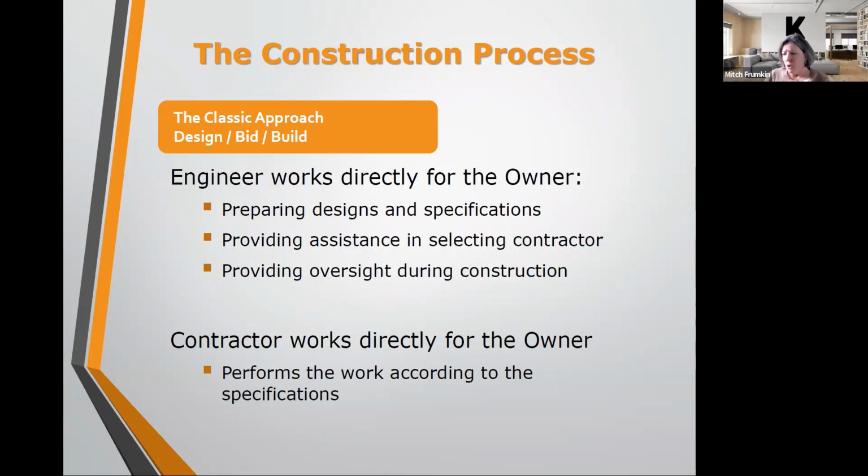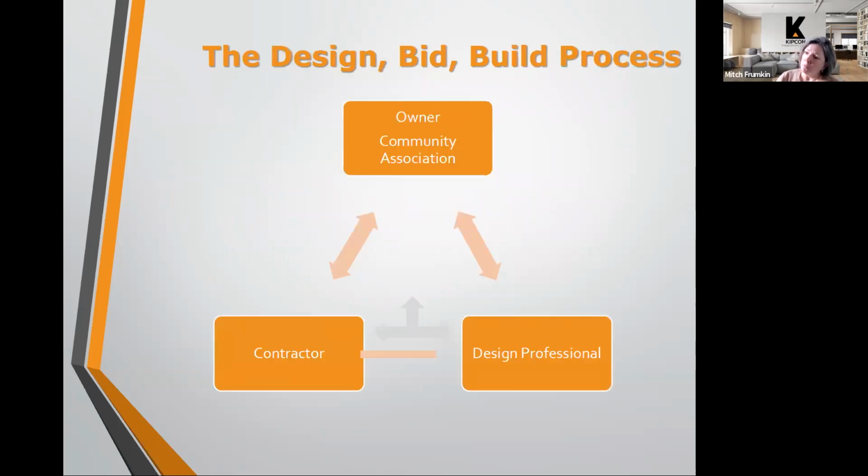And then the contractor also works directly for the owner, and they perform the work. They're responsible for the means and methods of construction, and they are responsible to perform the work in general conformance to the specifications prepared by the engineer. So here's just a graphic of that. There is communication between the design professional and the contractor during the project, but the contracts for each are directly with the owner.